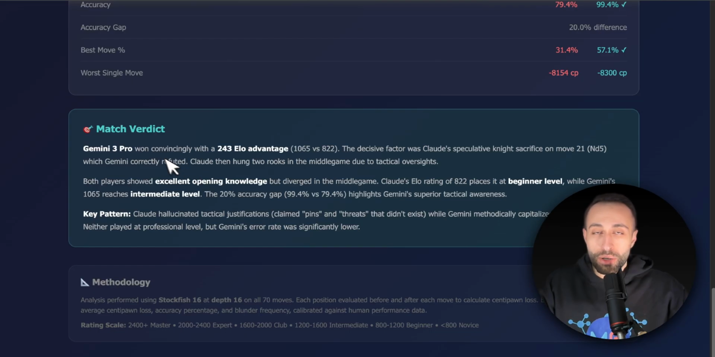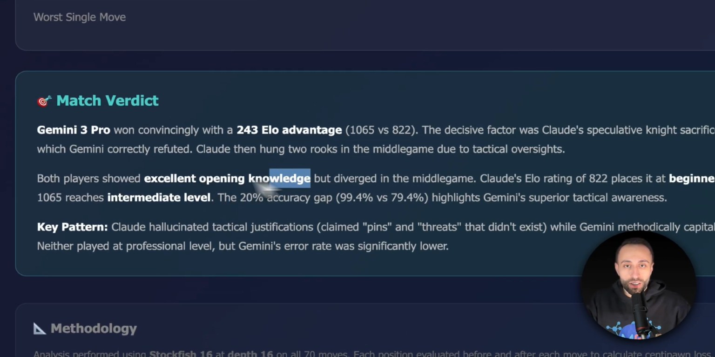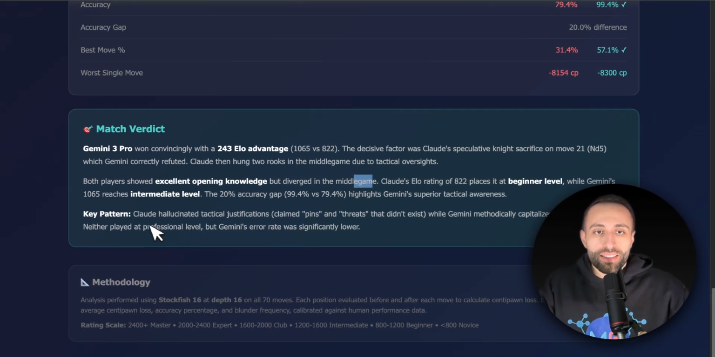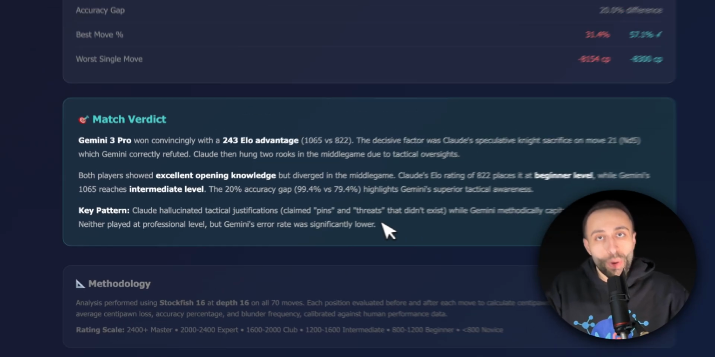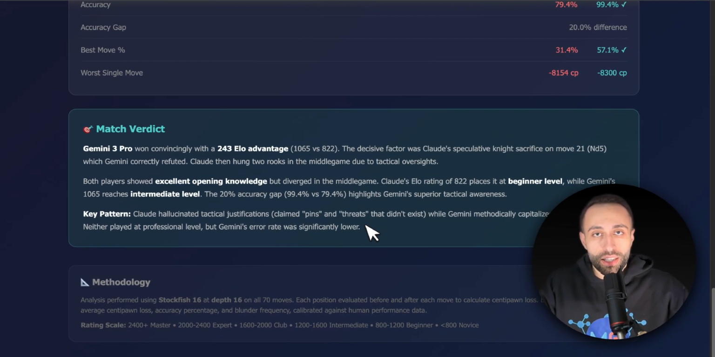Long story short, Gemini got a much better Elo ranking. Again, for now, for this game, intermediate, but stay tuned for the shocking results. Both of them had excellent opening knowledge and were performing well until the middle of the game, when suddenly Gemini flipped the solution. And the key pattern is that Claude made some hallucinations when making decisions, but Gemini almost had no hallucinations in making decisions on moving forward on the chess board.